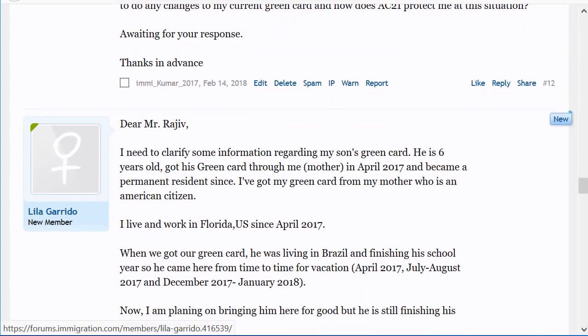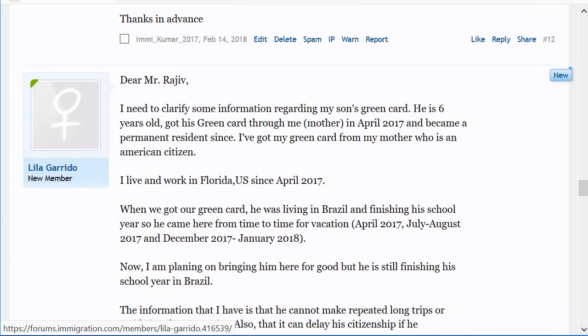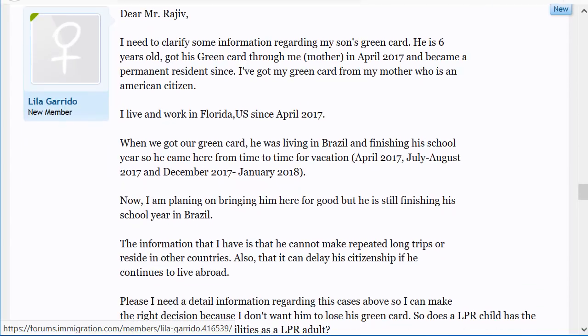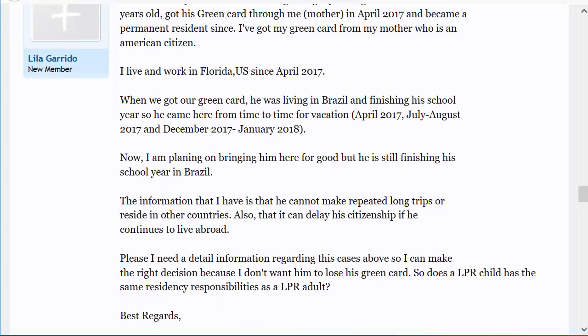Laila Greedo says, I need to clarify some information regarding my son's green card. He's 6 years old. He got his green card through his mother, Laila, in April 2017. I became a permanent resident and got my green card. I live and work in Florida. Once we got our green card, he was living in Brazil and finishing his school, so he came from time to time. Now I'm planning on bringing him here for good, but he's still finishing his school year.